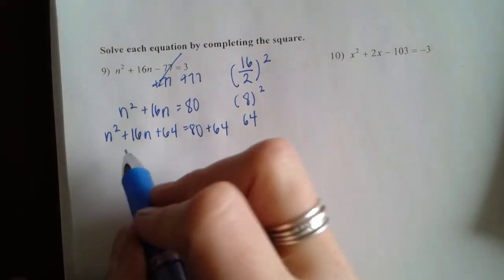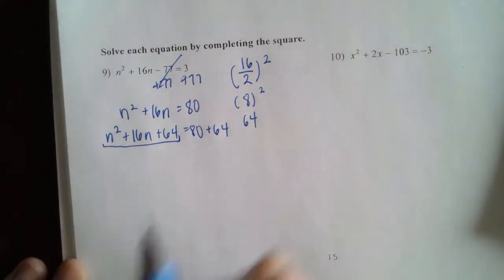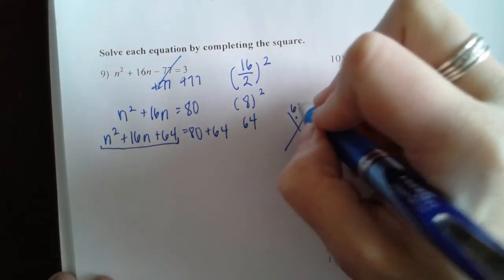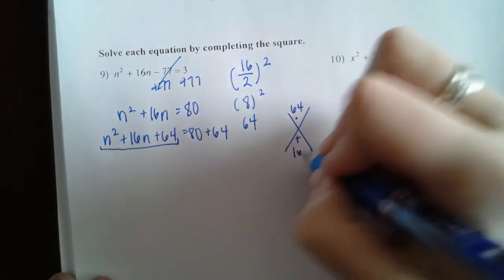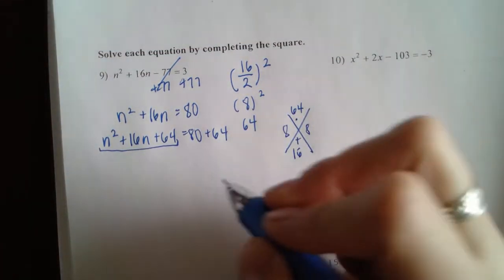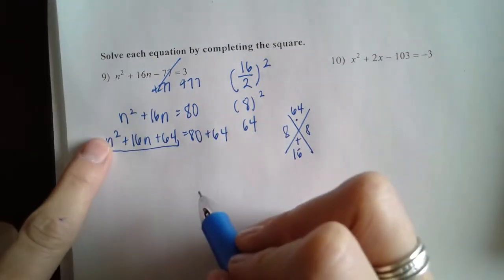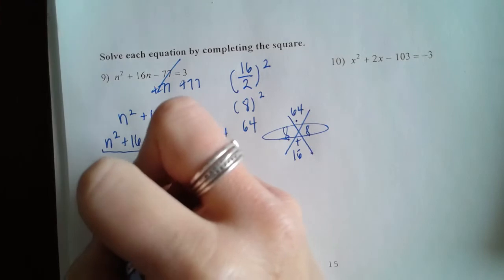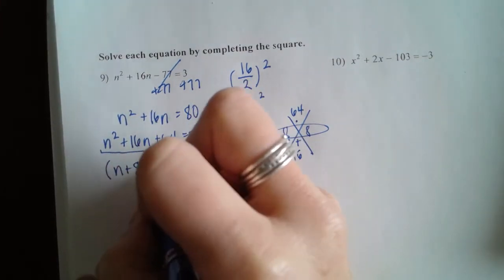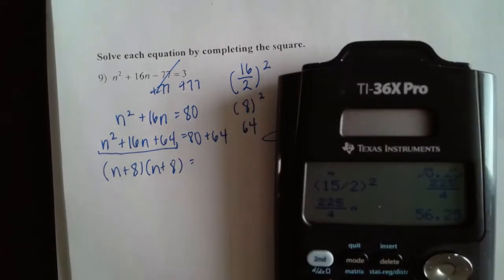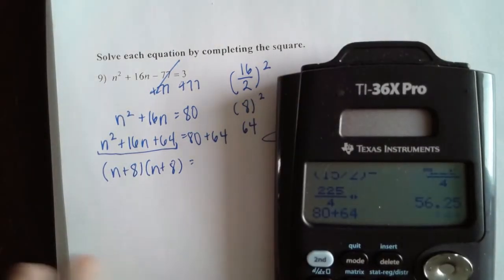Then what we need to do is we need to factor these guys, this left-hand side. So I'm going to use my big X. I want to multiply to get 64, and I want to add to get 16. Well, that's 8 and 8. So remember, you could write it out because I have a leading coefficient of 1. These guys are going to be my factored answer. So it will be n plus 8 times n plus 8. And then 80 and 64 is 144.